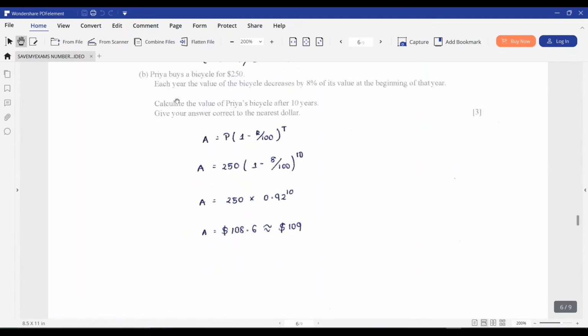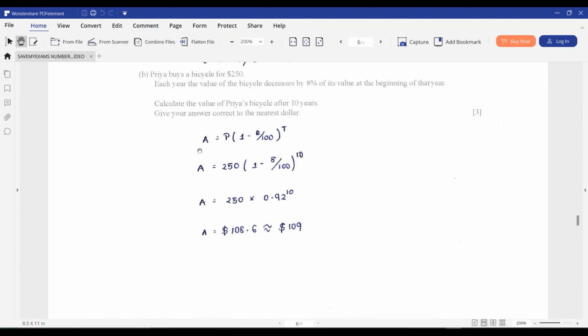Priya buys a bicycle for $250. Each year the value of the bicycle decreases by 8% of its value at the beginning of that year. Calculate the value of Priya's bicycle after 10 years. Give your answer correct to the nearest dollar. This is a question with regards to depreciation.